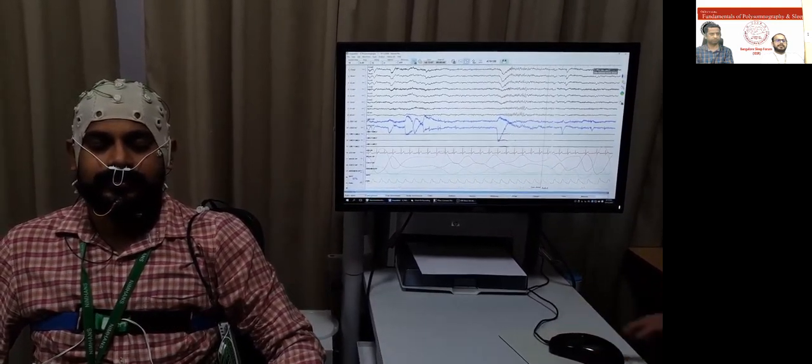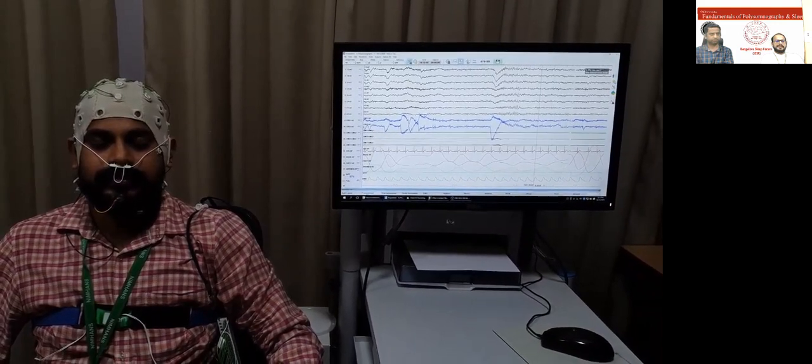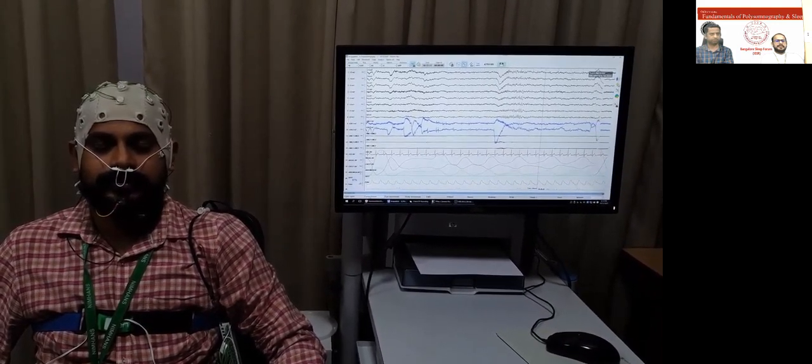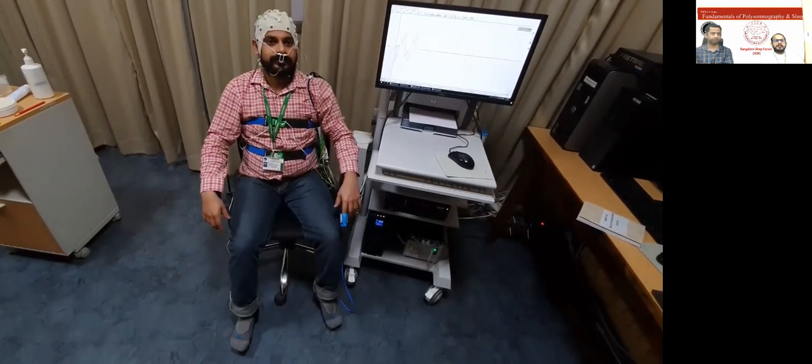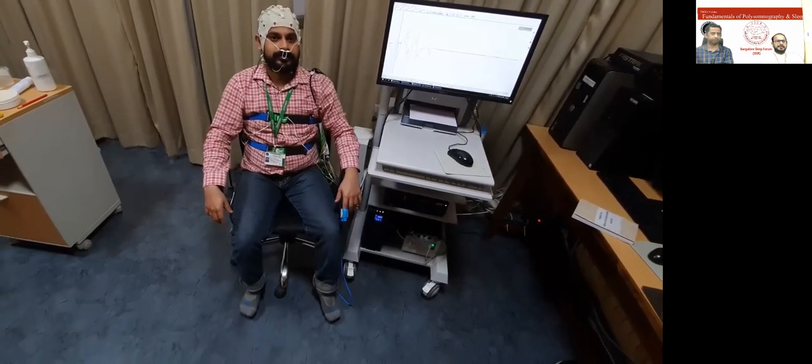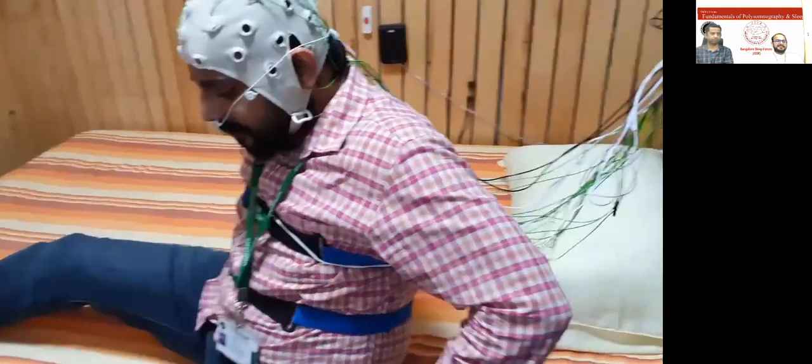Look, the alpha is back once the subject closed his eyes on the occipital derivations. We have zoomed in on the leg movement sensor, and the subject is ready to sleep.